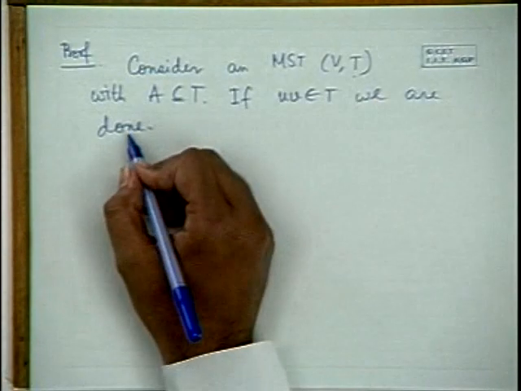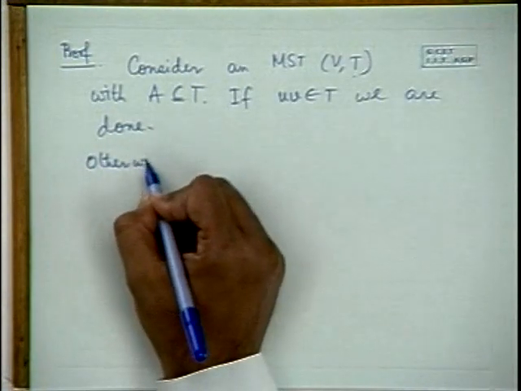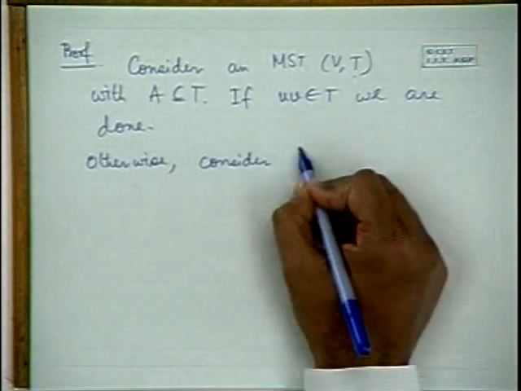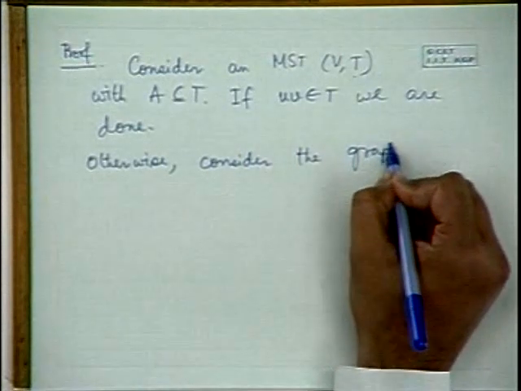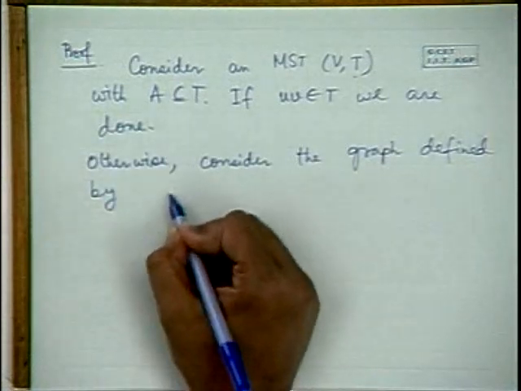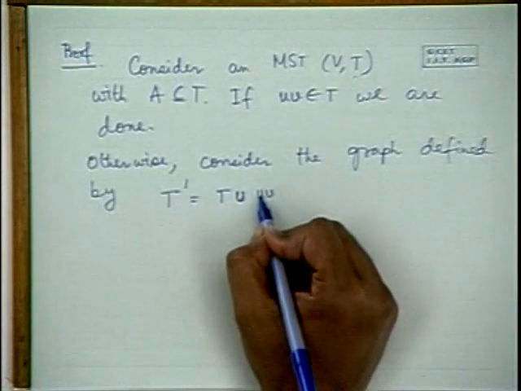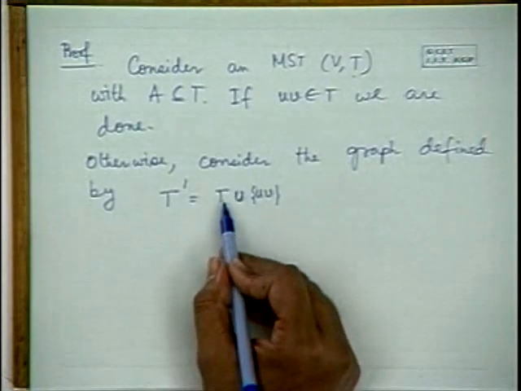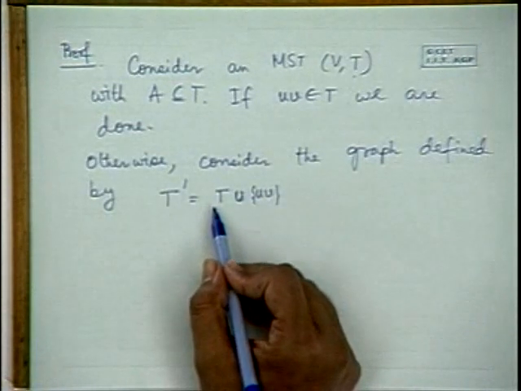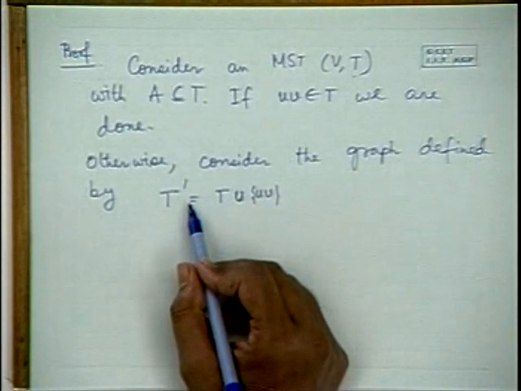So suppose it is not the case. Otherwise we are trying to prove by contradiction. Suppose it is not. Consider the graph defined by T prime, which is equal to T union UV. You just take the edge UV union with T. T is a minimum spanning tree. What you will get is a graph T prime. I don't know whether that is a tree or not, but it's a graph, so I am calling it T prime.